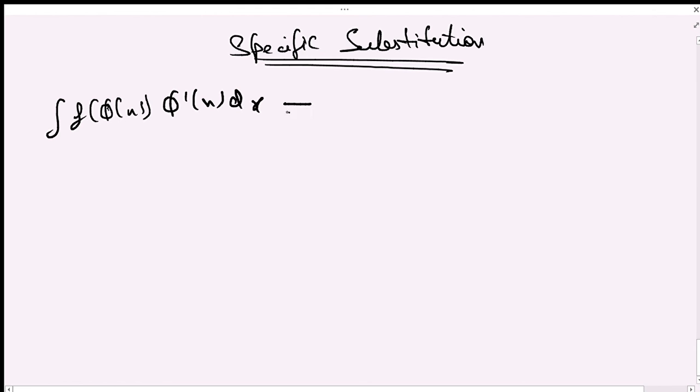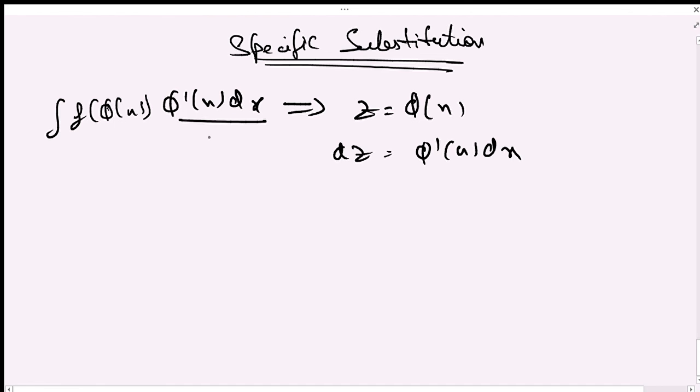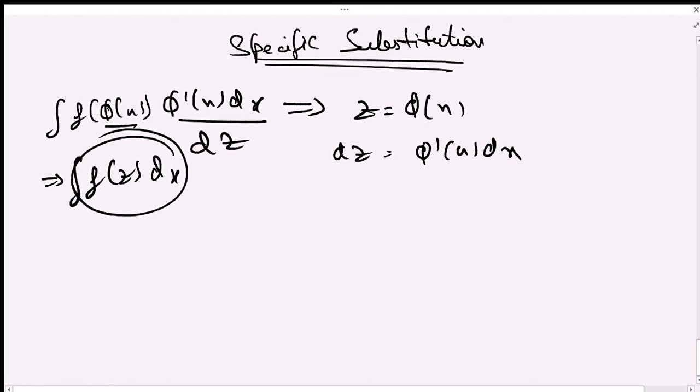integration, then you can just easily substitute phi x with z, because when you differentiate both sides you will get dz as phi dash x dx. So this complete portion gets diminished to dz and this gives you f z. So basically this integration got converted to f z dz. So you can now solve it using the elementary function. Got it? This portion is clear.